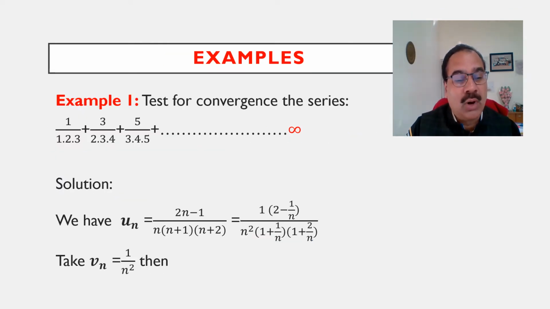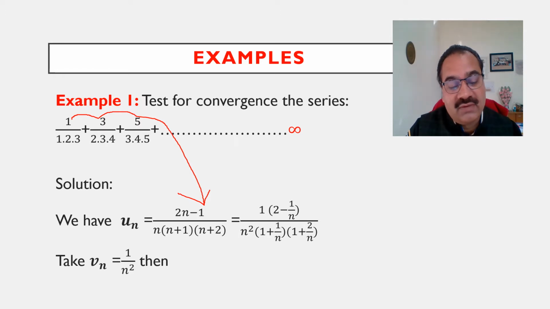Now the first type of problem is: test for convergence the series 1 divided by 1 into 2 into 3, plus 3 divided by 2 into 3 into 4, plus 5 divided by 3 into 4 into 5, and so on. This is an infinite series. First of all we have to find un. It is very easy to see 1, 3, 5, which means you can write 2n minus 1. Just to check, if you put n equal to 1 you get the first term, n equal to 2 the second term, and if n equal to 3 you will get 5, the third term.